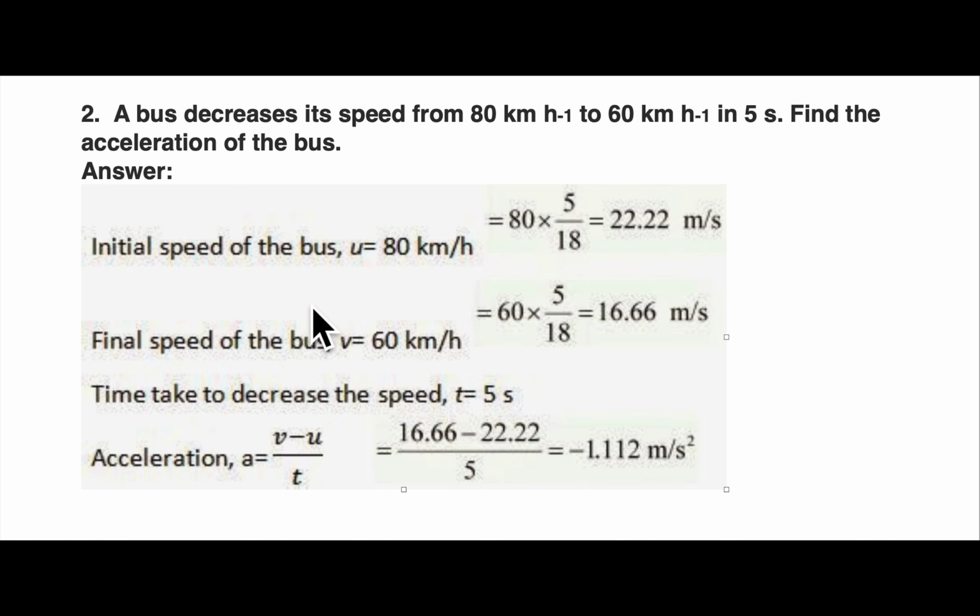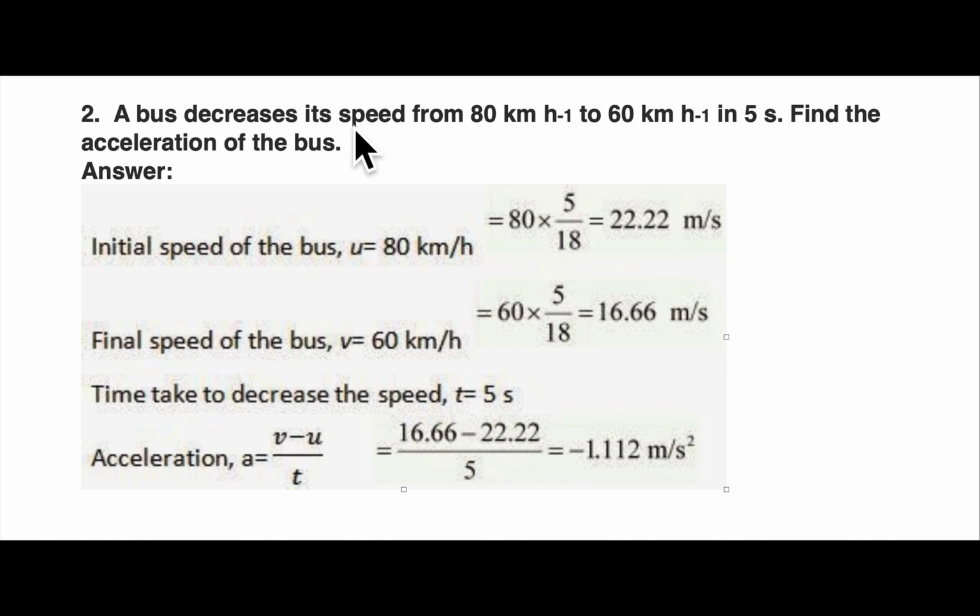This numerical is on page number 103 of your NCERT book. Question number 2: a bus decreases its speed from 80 km per hour to 60 km per hour in 5 seconds. Find the acceleration of the bus. As I told you, in linear motion, we used to say that speed is velocity. So if it is written speed, it means it is velocity.